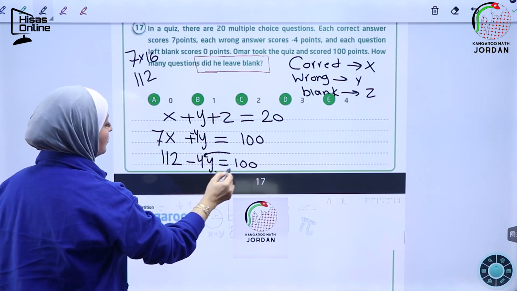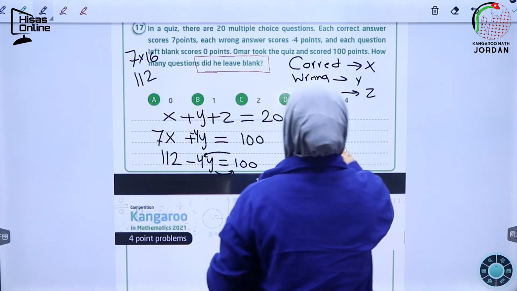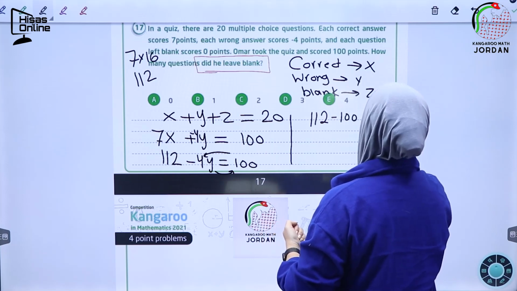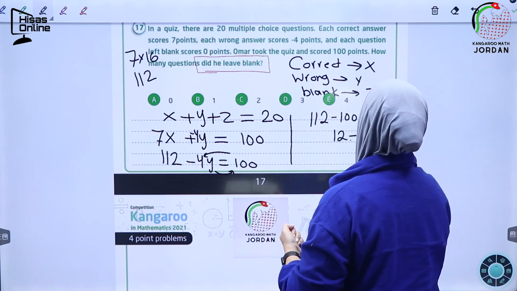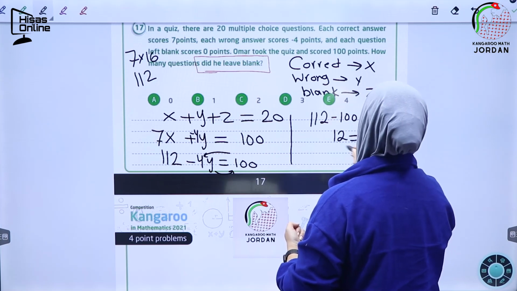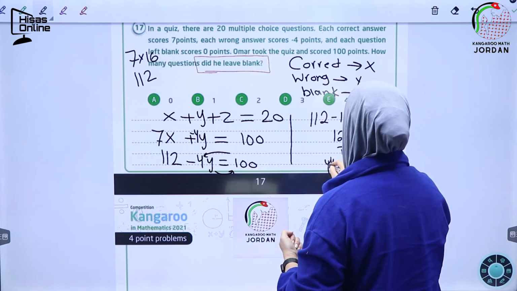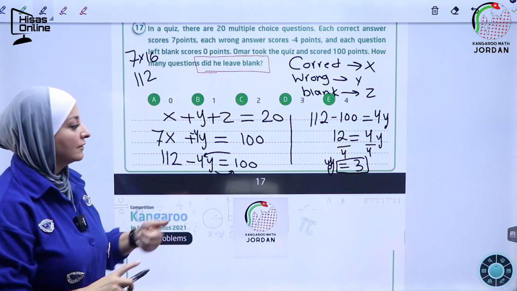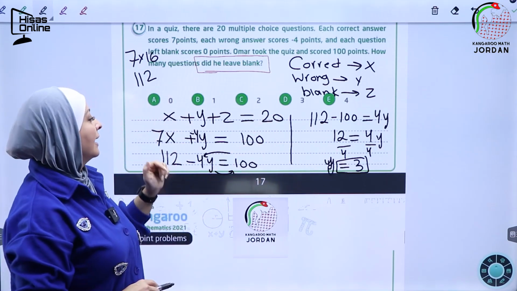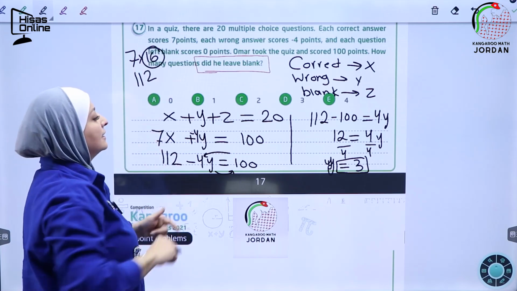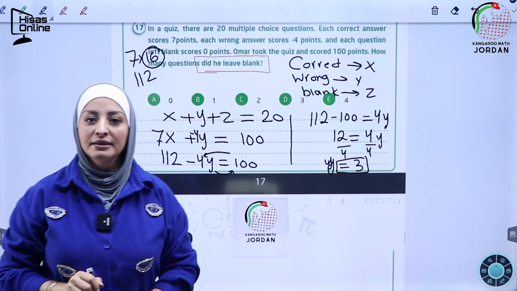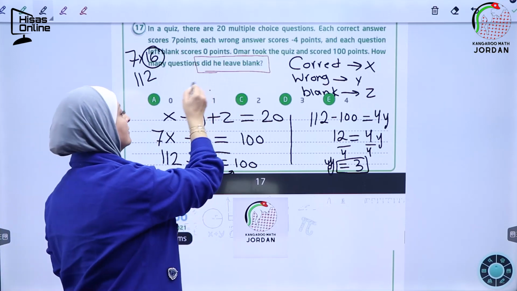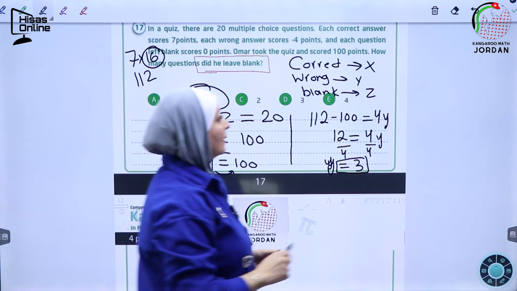Good job. Let's switch between these both to have the equation like this: 112 minus 100 equals 4y. That is 12 equals 4y, divided by 4 on both sides. That means y equals 3. Good. Now I know how many wrong questions he got, which is 3, and how many correct questions he got, which is 16. 16 plus 3 is 19, so we still have one blank question he missed. So my answer is B. Good.